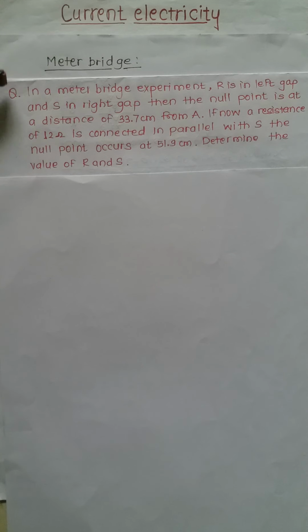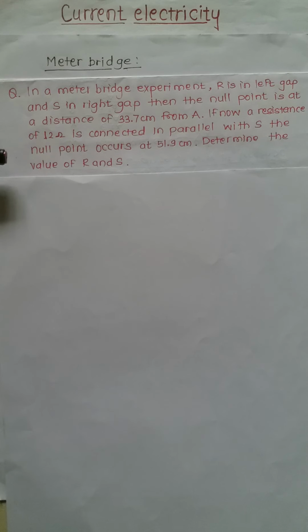Problem based on meter bridge. Question is, in a meter bridge experiment, R is in left gap and S is in right gap. Then the null point is obtained at a distance of 33.7 cm from A, that is from left end. If now a resistance of 12 ohm is connected in parallel with S, the null point occurs at 51.9 cm. Determine the value of R and S.